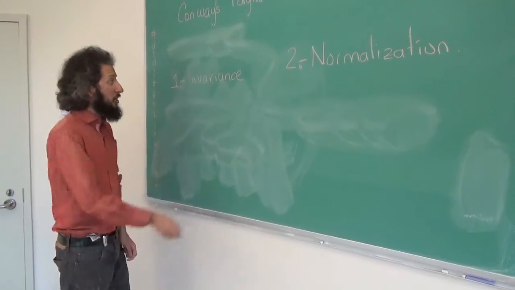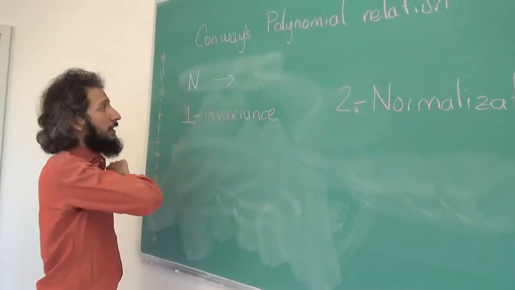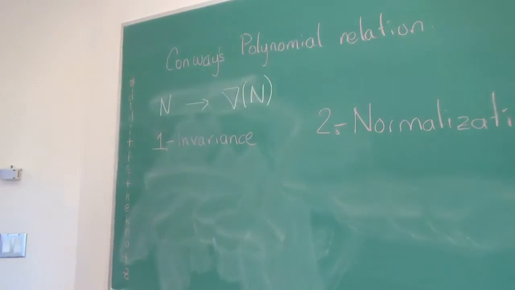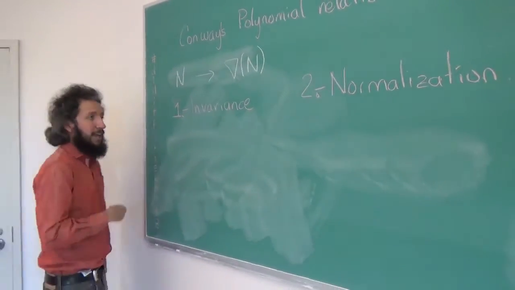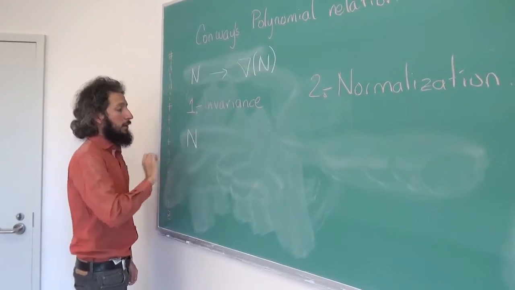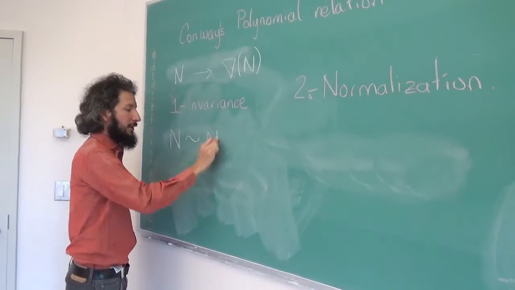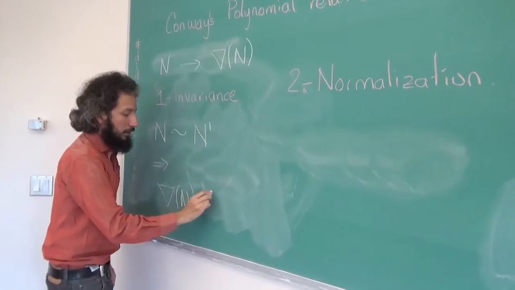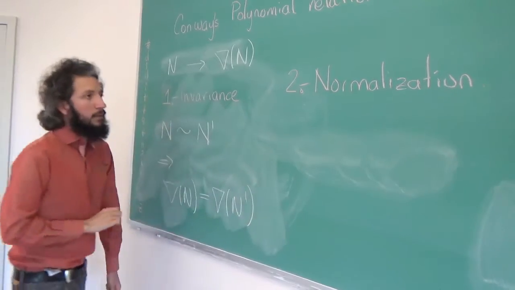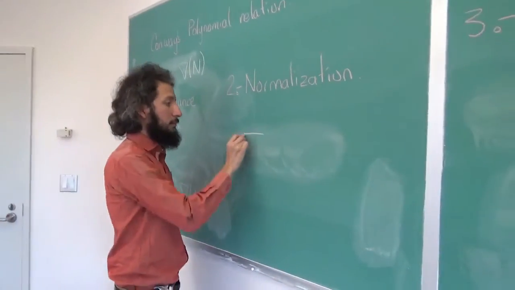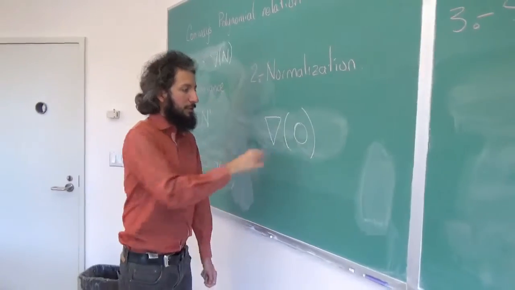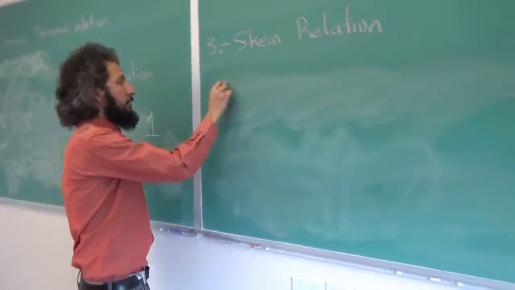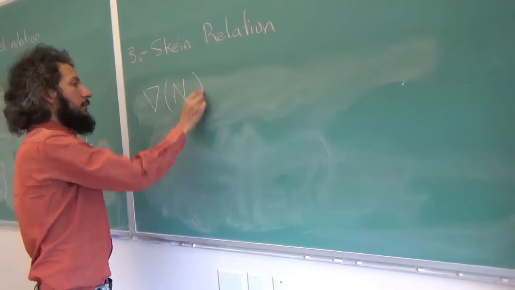To each planar representation of a knot, we will attach a polynomial lambda of the knot that satisfies the following three properties. Invariance, that means that if two planar representations are equivalent, then they have the same polynomial. Normalization, the polynomial attached to the unknot that we represent like a circle is equal to 1. And the skein relation that says the following.